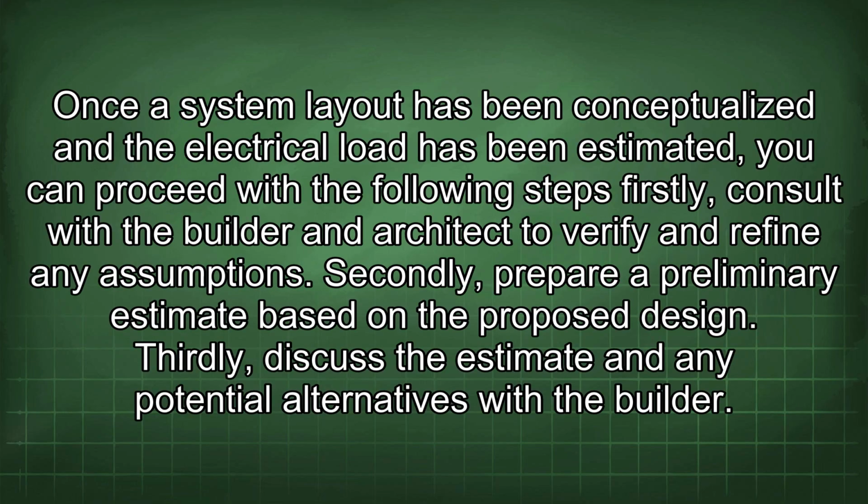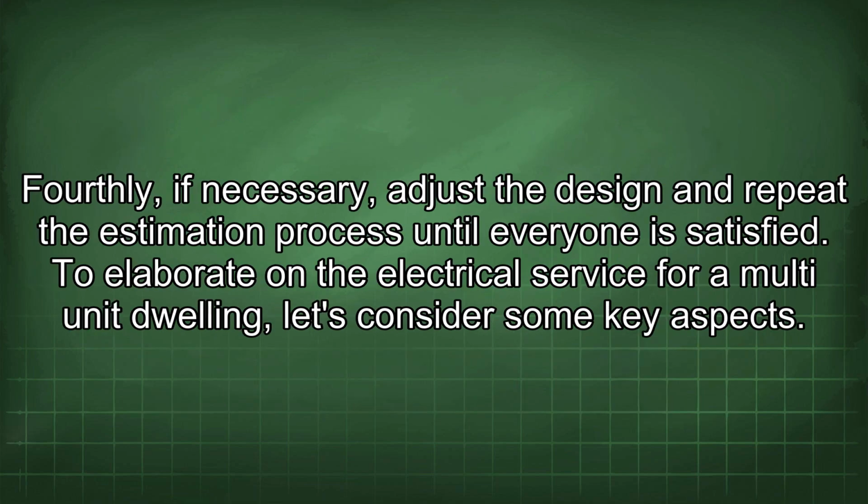Once a system layout has been conceptualized and the electrical load has been estimated, you can proceed with the following steps. Firstly, consult with the builder and architect to verify and refine any assumptions. Secondly, prepare a preliminary estimate based on the proposed design. Thirdly, discuss the estimate and any potential alternatives with the builder. Fourthly, if necessary, adjust the design and repeat the estimation process until everyone is satisfied.